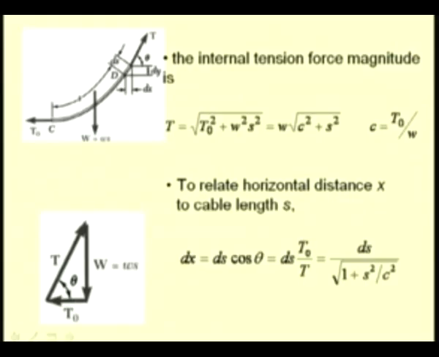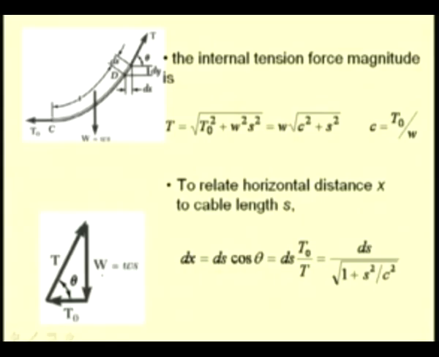If we find what is this value T naught by T from this equation, we have it as 1 over root of 1 plus S square by C square. This can be quickly found by substituting the value of T and T naught from these two relations and solving. So, we have this dx as ds divided by root of 1 plus s square by c square.